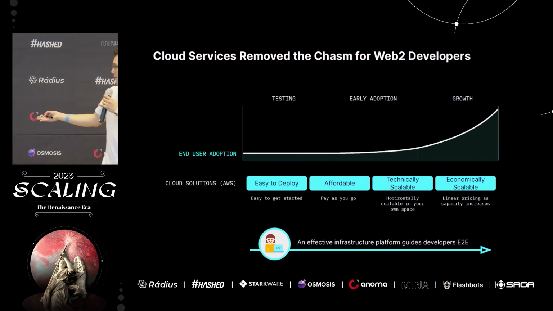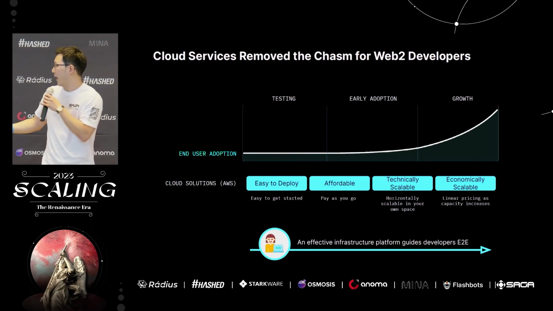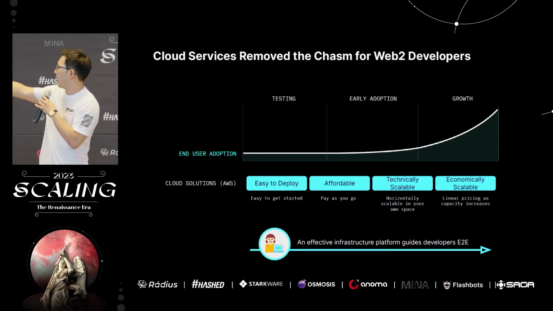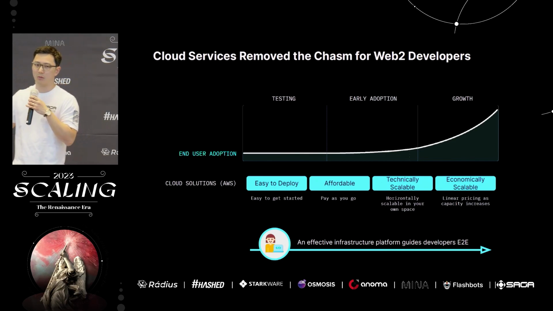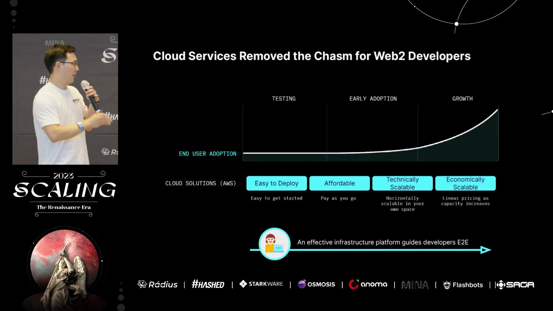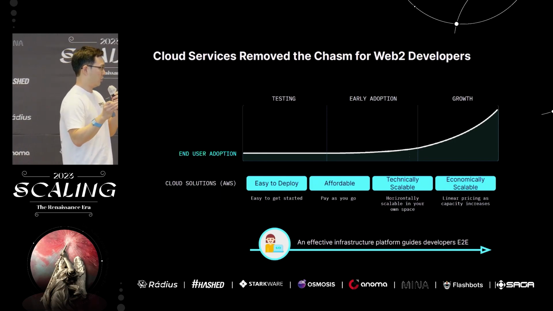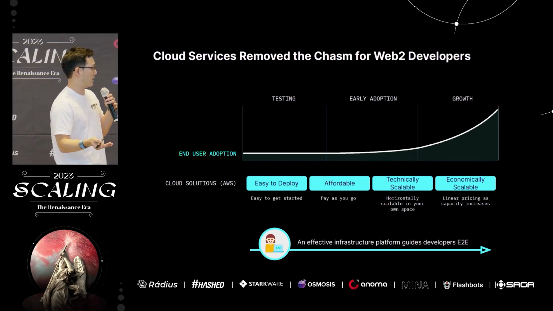It's affordable to get started because you pay as you go. And then as soon as you start getting some adoption, it's technically scalable because it's horizontally scalable. And then it's economically scalable because you pay as you go. So it's pretty linear in pricing ultimately.